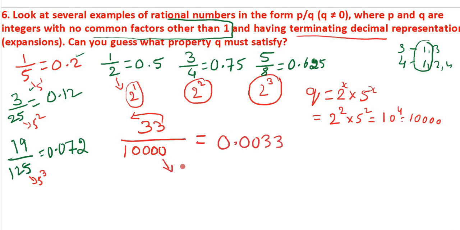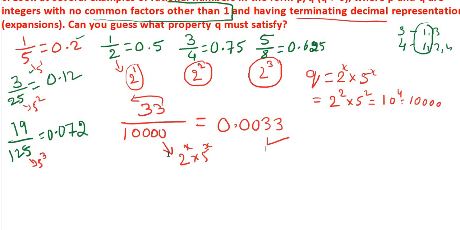If q has a product of powers of 2 and powers of 5, then also the decimal expansion will be terminating. Okay, children, this is the concept. If someone gives any number divided by powers of 5, we can say the decimal expansion will terminate. Powers of 2 also, and if it contains both powers of 2 and powers of 5, it will also terminate.